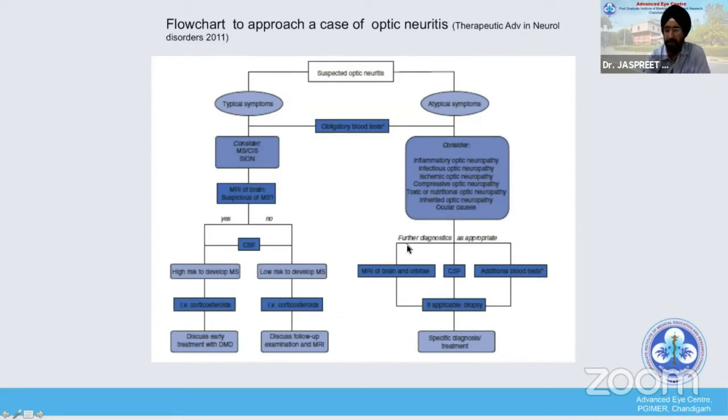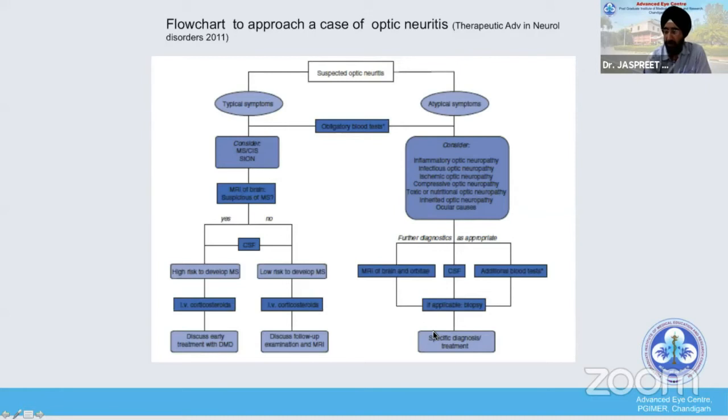So further diagnostics have to be carried out based on what your clinical impression is. MRI brain and orbit probably would be done in all cases. A CSF analysis where required, if you feel there's some kind of infective pathology in the CNS, or you're unsure of what type of neuritis you're dealing with, probably yes, along with additional blood tests. The specific diagnosis and treatment is all based on what the final diagnosis is.